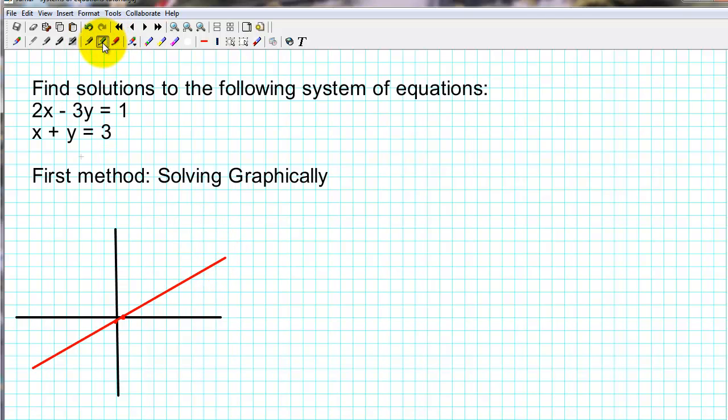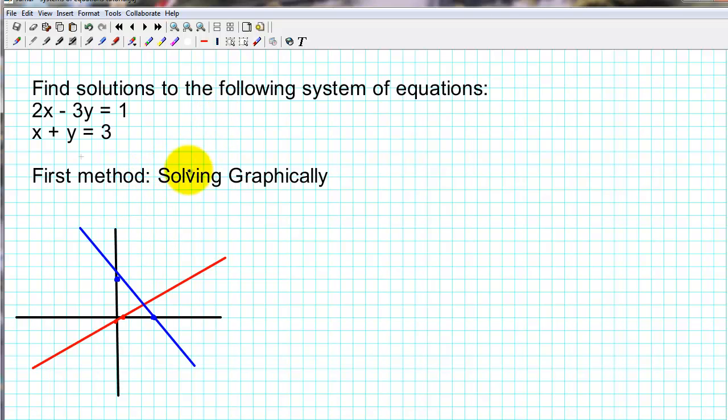And now let's, in blue, do the second equation. This one's a little easier. Our x-intercept is at 3, and our y-intercept is at 3 also. And we'll now try to draw a line through there. I missed the line a little bit, but it'll be close enough for what we're trying to do.